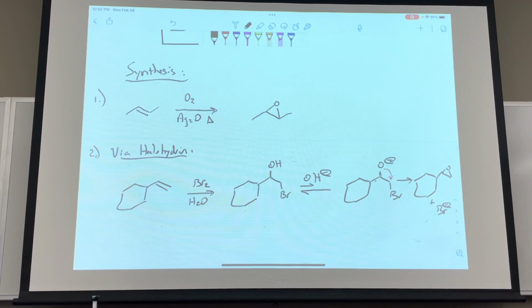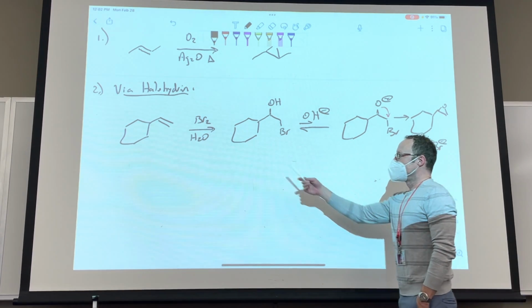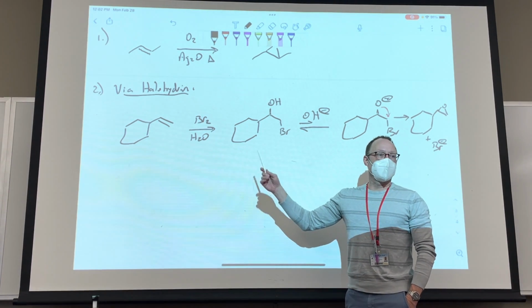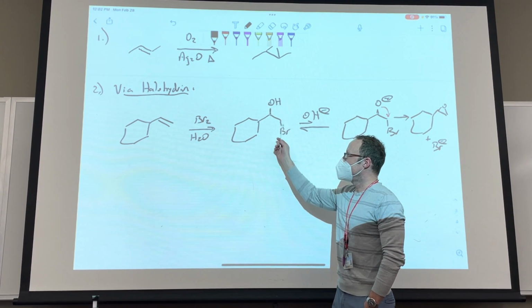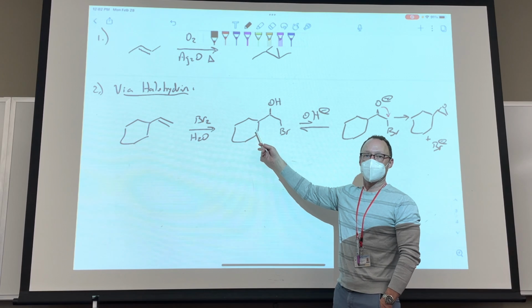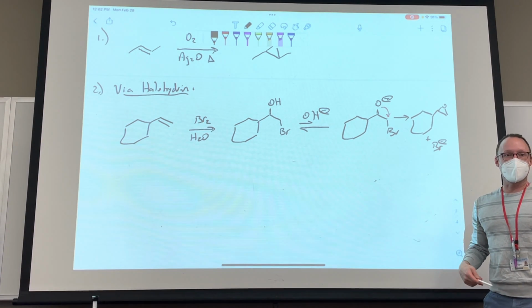Like that. Now, if you're going to do this in the lab, this is all done one pot. So it's not like you have to do step one, this reaction, and then isolate this and characterize it, and then take it and do step two. This is all done in the same flask.